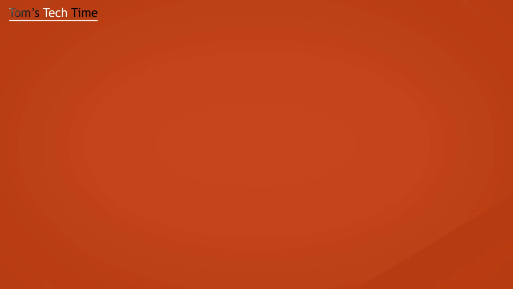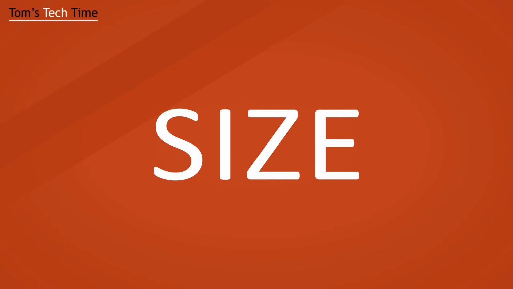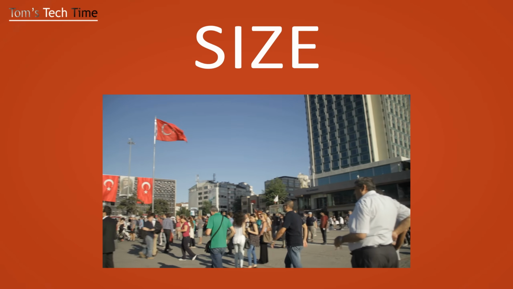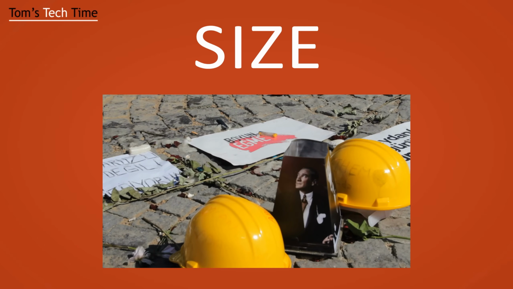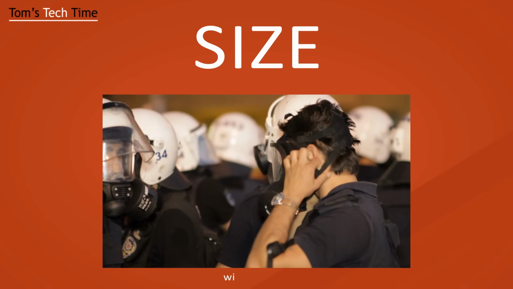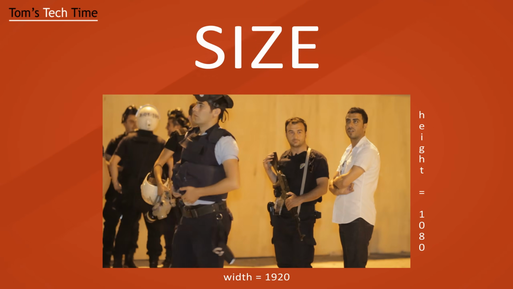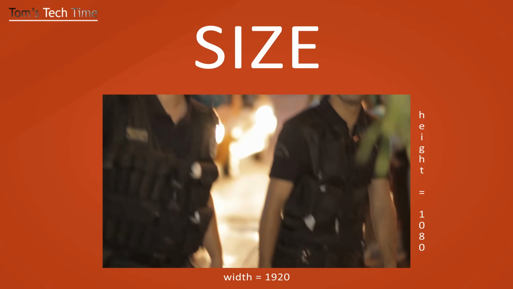At first, we should take a look at the various formats available. But before we get started, let me introduce you to the values that I'm going to talk about. The size is expressed in two numbers. The first number describes the width, and the second number the height of an image. A Full HD frame, for example, is 1920 pixels wide and 1080 pixels high.